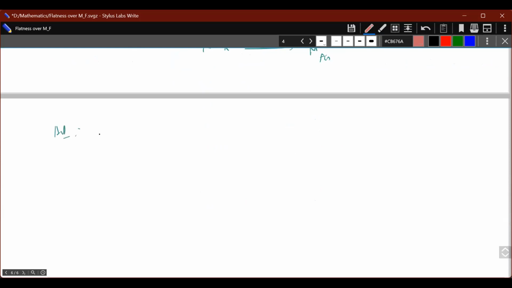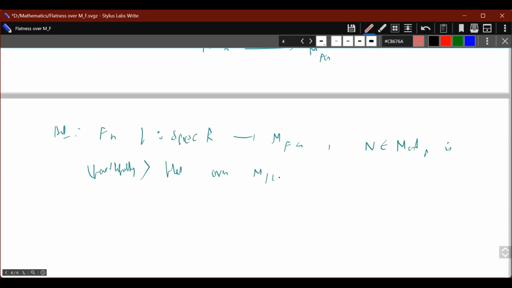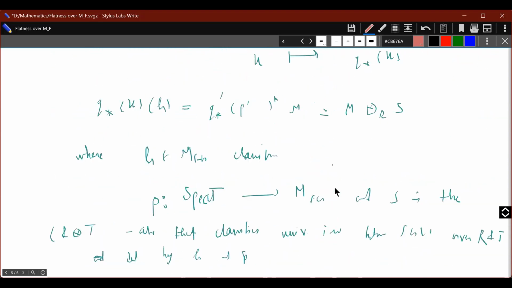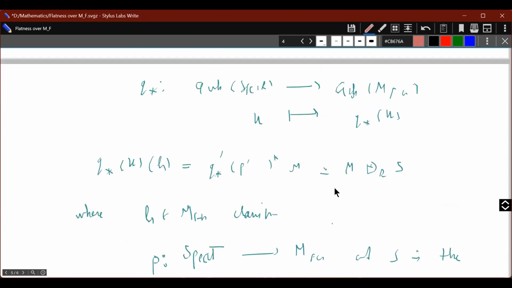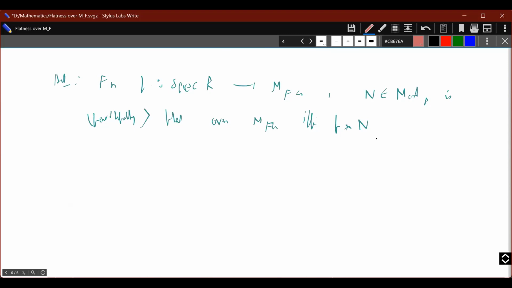Okay, let me think for a second. Let me name it. For an R module, let me call it N, is faithfully flat, or just flat, over the moduli stack of formal groups if and only if the map that we defined here, the right adjoint we defined here, is flat or faithfully flat over the moduli stack of formal groups.